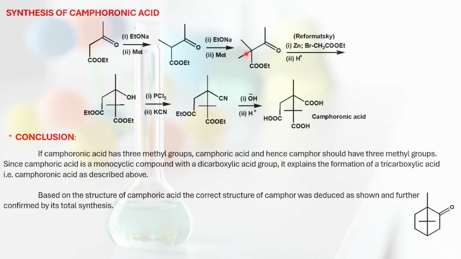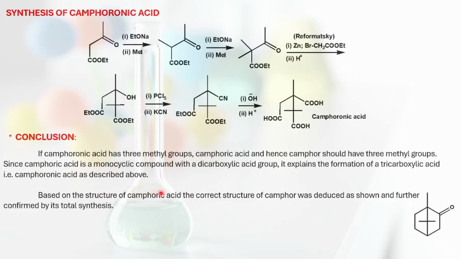Further, the Reformatsky reaction proceeds in the presence of zinc and ethyl bromoacetate, and further adding an acid, we will get a diethyl carboxylate, and further treated with phosphorus pentachloride to convert the hydroxyl group into a chloride group. Further, it is treated with potassium cyanide. The chloride group is removed to form potassium chloride, and the substitution is a cyanide. Further, with hydrolysis and acid adding, we will get camphoronic acid.